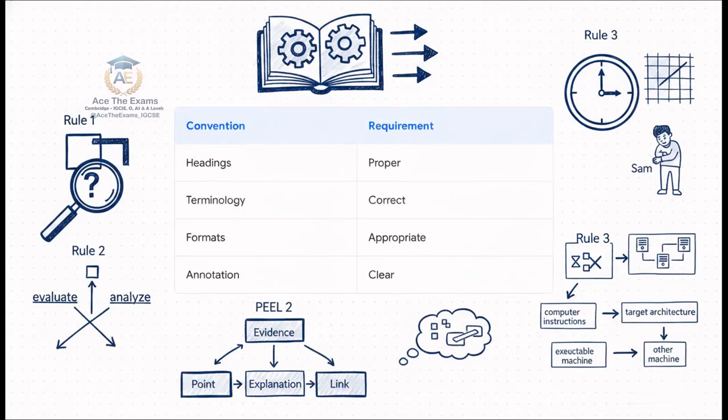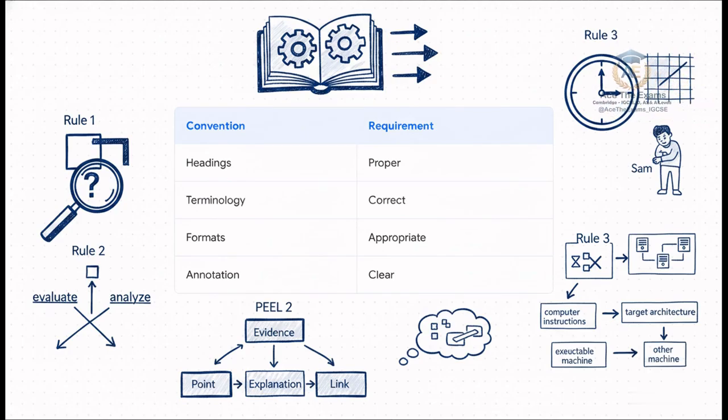To avoid that second, massive trap of losing easy marks, you have to make sure you strictly adhere to presentation conventions and terminology. You are developing the professional skills required to clearly communicate complex system software knowledge. There are 3 ultimate rules in our final system that guarantee top marks. Rule 1 is command word decoding. You must know exactly what evaluate or analyze or describe specifically demands from you.